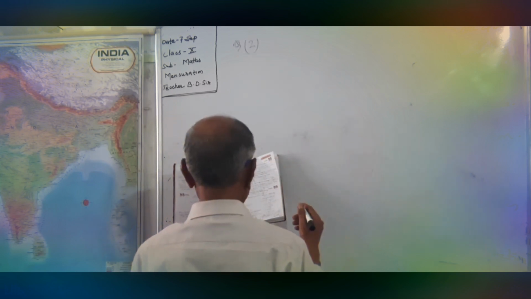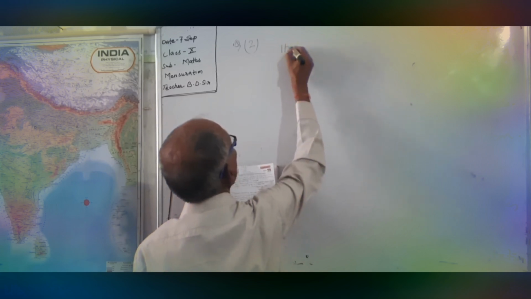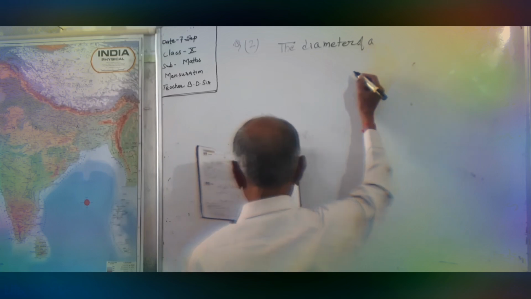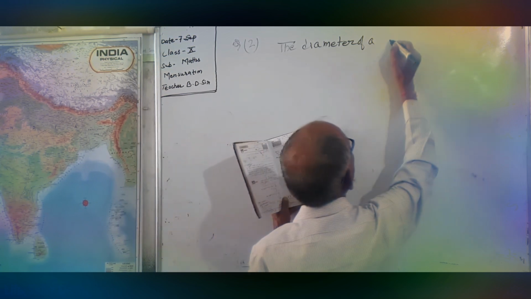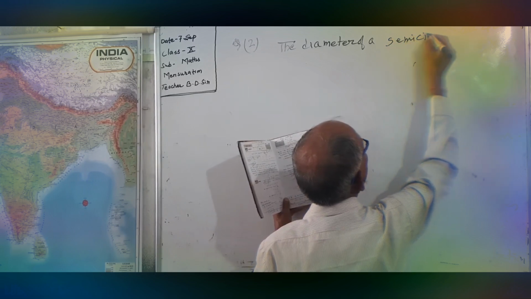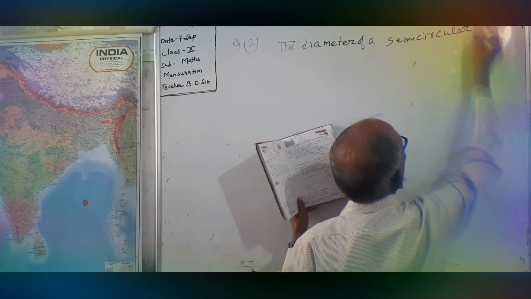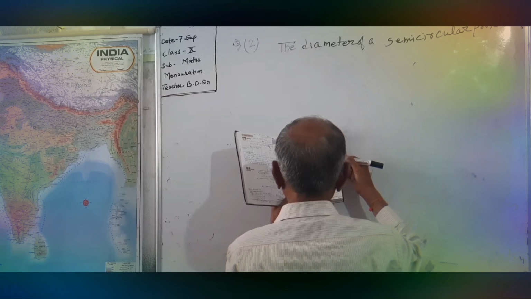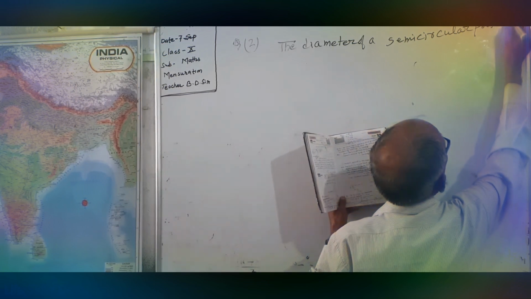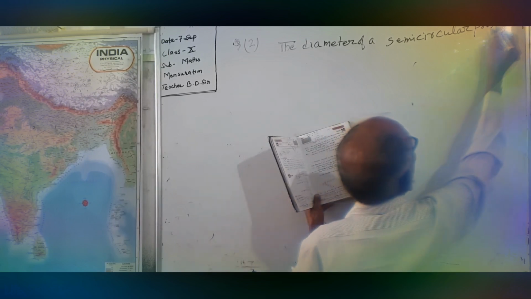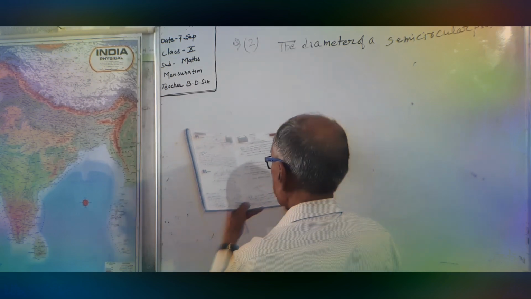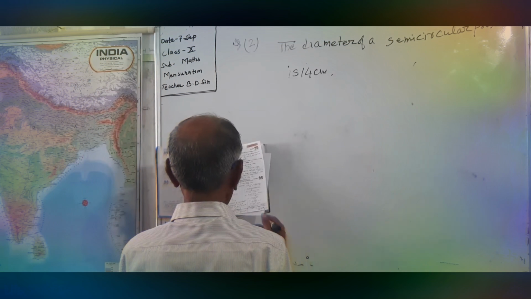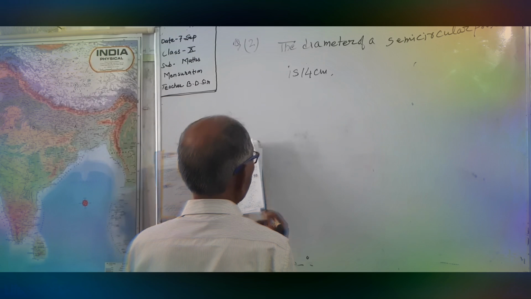The diameter of a semicircular protector, which we call chaand in Hindi, is 14 centimeter. Then find its perimeter.